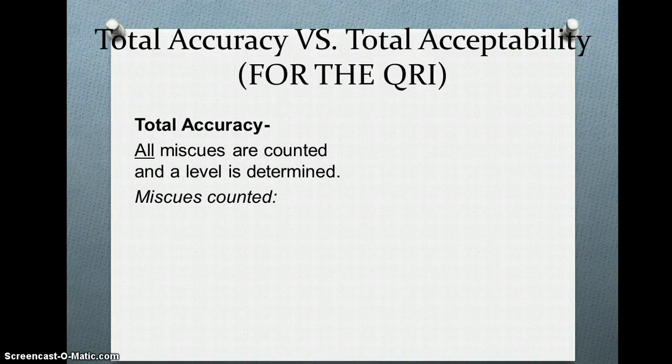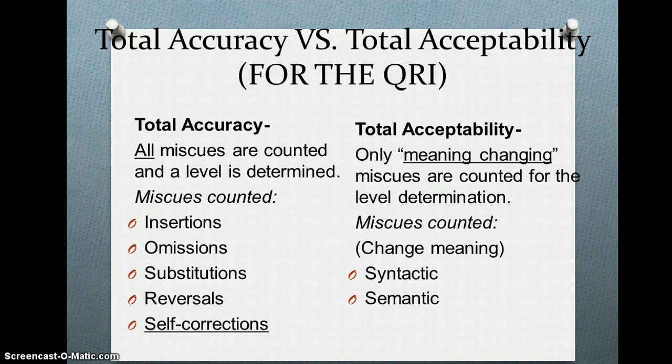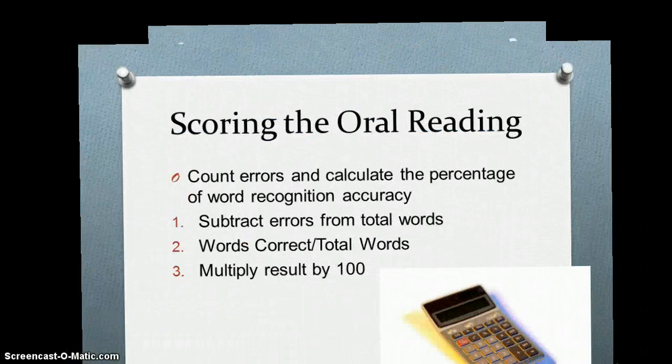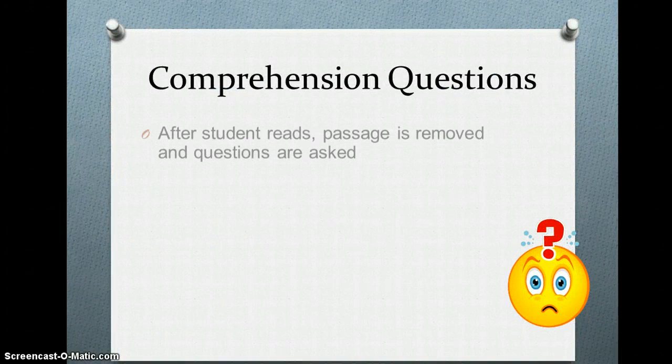So again, talking about accuracy and acceptability, we've already done this, so just to review, for accuracy, all miscues are counted, including self-corrections, whereas acceptability is just whether the meaning changes. Scoring the oral reading, you're going to want to find the accuracy percentage, and that's how you do that.